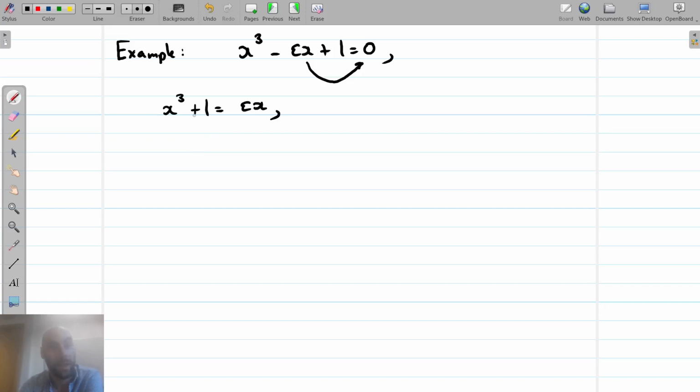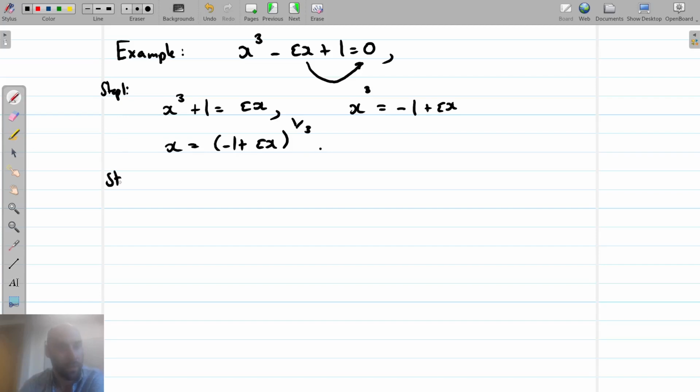Okay, and then now I just want to rearrange this to try and get x equals some stuff. So we're going to get minus 1 plus epsilon x cubed. So I end up having x equals minus 1 plus epsilon x to the third. Step 1 is done. That is it.